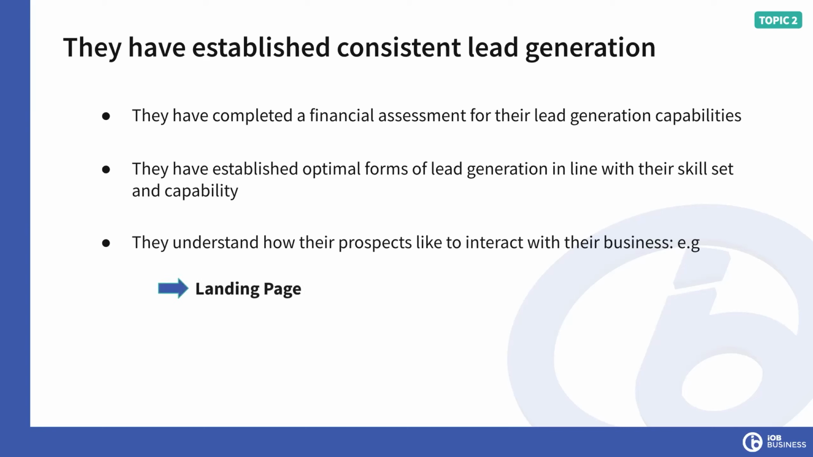We could use landing pages, we could use social media, or we could use Google. These are three of multiple forms of lead generation. These three examples are here for a very specific reason: they understand how their prospects like to interact with their business. So we're talking about an actual consumer here, as a business or as a person, as a leader of a business, however you like to look at it.